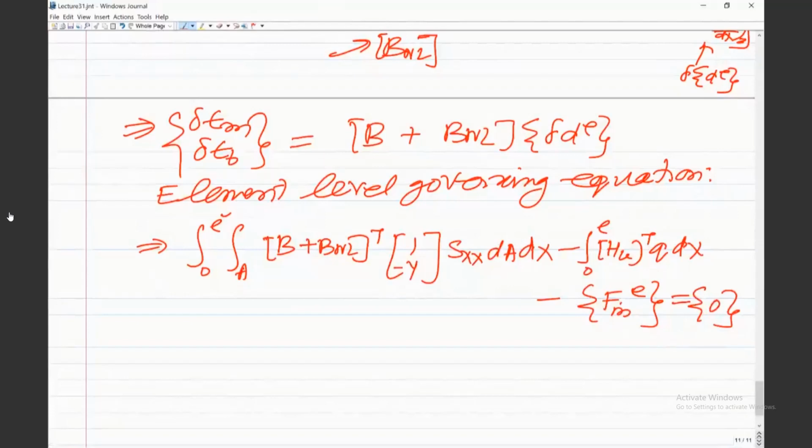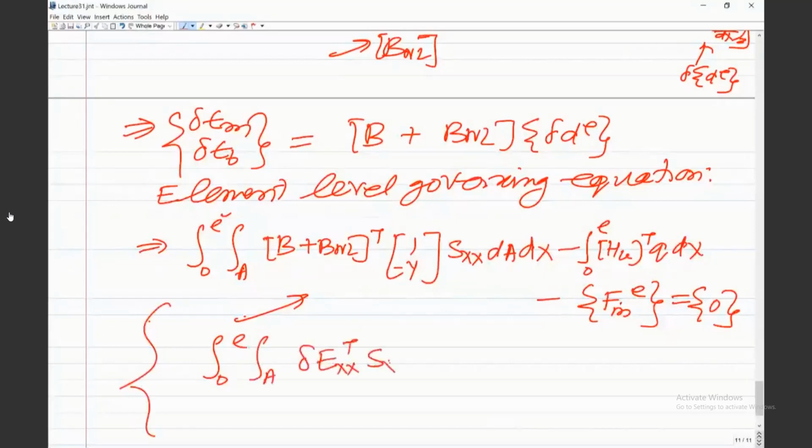The first term, if you look at this term in the variational form, we have delta of Exx transpose into Sxx, isn't it? So basically this term is integral 0 to L. So let me do that. Integration over area, and here you have delta of Exx transpose into Sxx, dx dA. That's what you have, right?